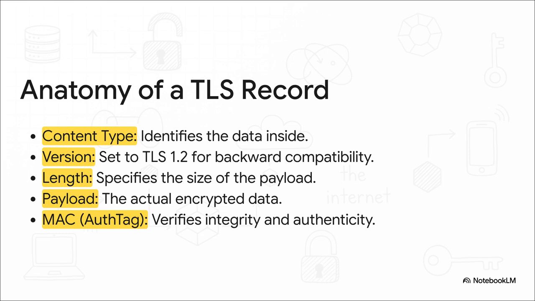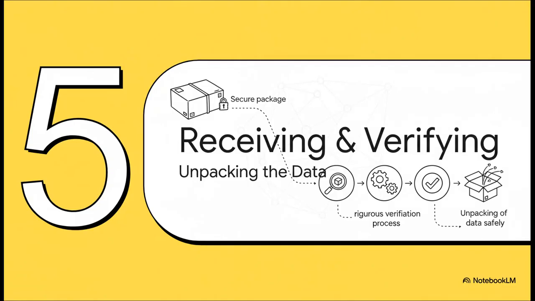Then there's the version, which is kind of funny. It's often set to an older version just to make sure it doesn't break things that aren't fully updated. Next is the length, and this is really important. It tells the receiver exactly how big the main package of data is. The payload is the good stuff, your actual data all encrypted. And then the big one, the MAC, or Message Authentication Code. This is that digital tamper-proof seal we were talking about. It's a unique signature that proves the data came from the right person and that not a single bit has been changed.